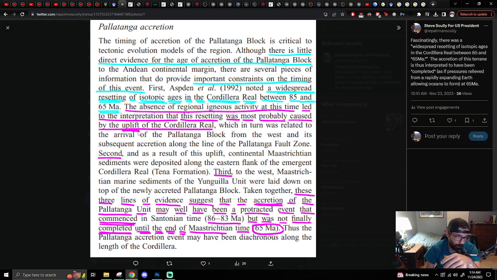And then the second, they provide some other alternatives as a result of this uplift. Some other deposits. Third, other things, but I didn't underline it because I felt it wasn't directly related to what we're looking at.